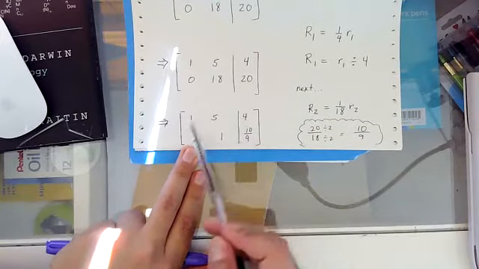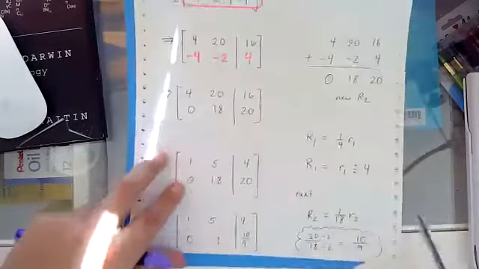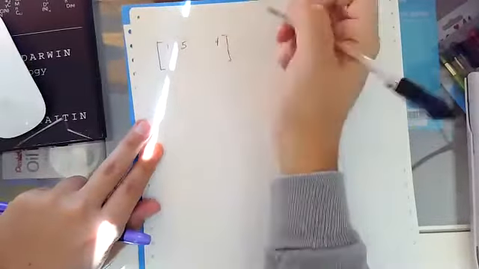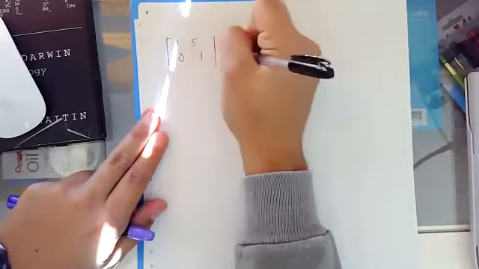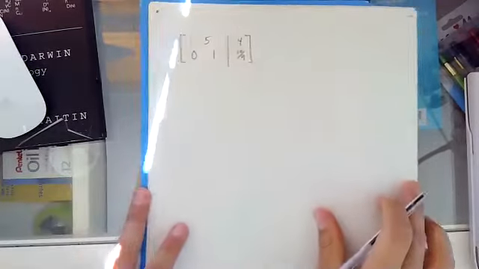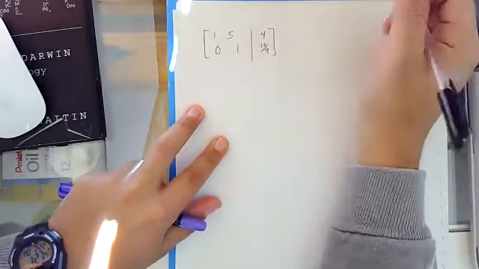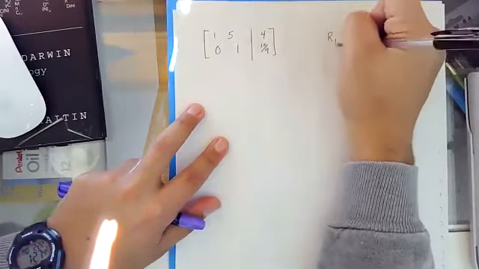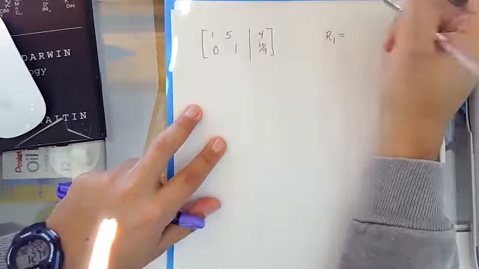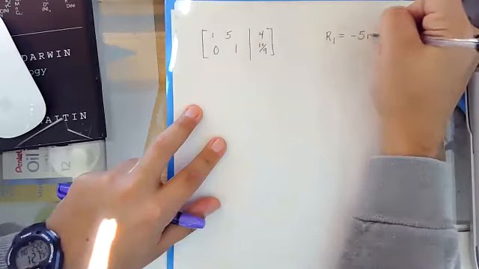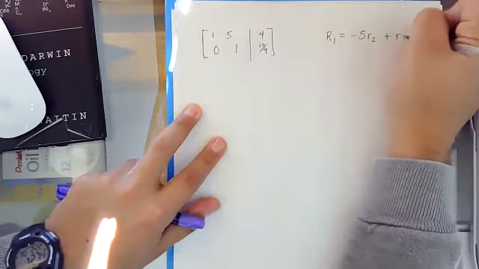Okay, so we have this new resulting matrix, and I'm going to keep on working this one. So what do we have? 1, 5, 4? And then we have 0, 1, and 10/9. Well, now I want you to do this operation. I want the new row 1 to be equal to -5 times row 2 plus row 1.